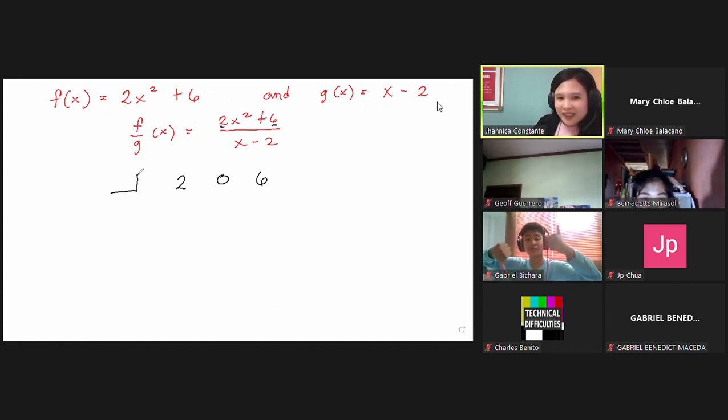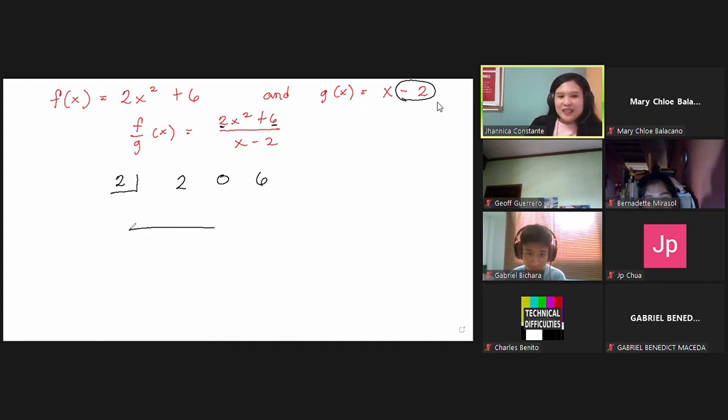Divide using the opposite sign of our constant number, negative 2. The opposite is positive 2. So bring down your first coefficient, which is positive 2. So 2 times 2 is 4. 0 plus 4 is 4. 4 times 2 is 8. 6 plus 8 is 14.